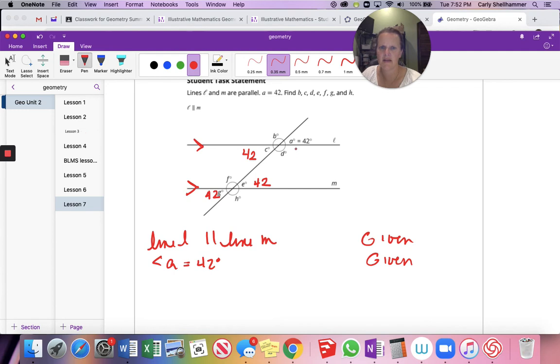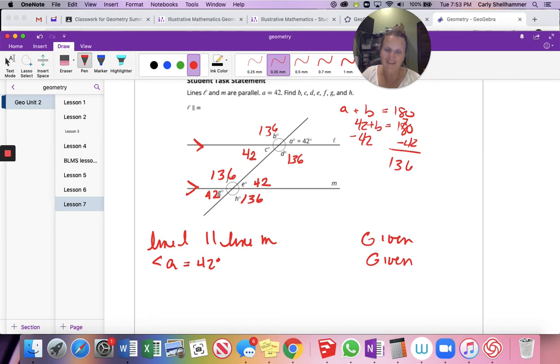Now, how do I find the others? If this is 42, I know it's a linear pair with A. So A plus B equals 180. So if A is 42, if I just substitute there and then subtract from both sides, I would get 138. So angle B is 138. And here we have vertical, corresponding, and D to F, alternate interior, or corresponding, or vertical. All of them work. Okay, we found all the angles.